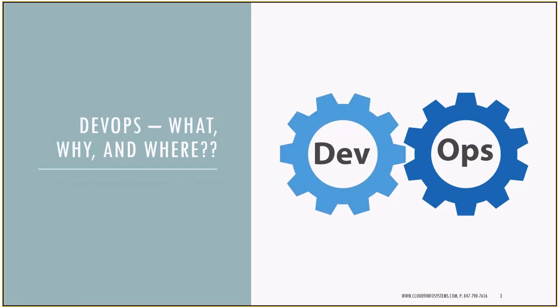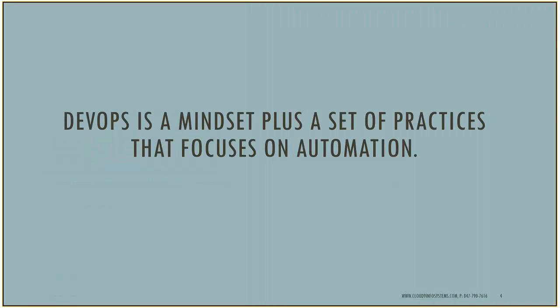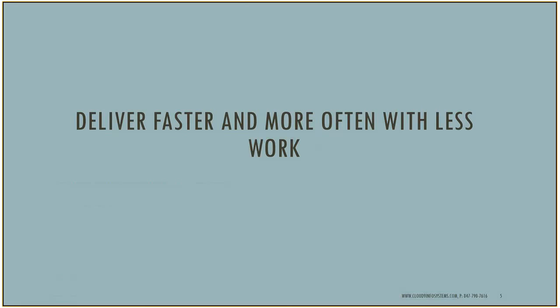So what is DevOps and why do people care about DevOps? A quick answer to what is DevOps would be, it's a mindset. It's a set of practices that focuses on automation. The why DevOps, that's basically the answer is you get to deliver faster, you get to deliver more often, and you deliver with less work, which is in a way you're talking about waste.